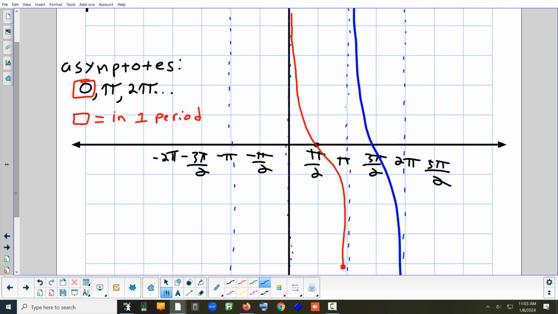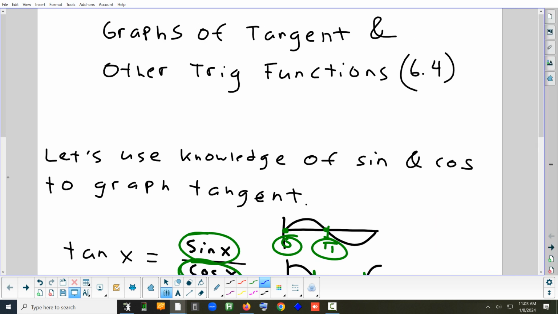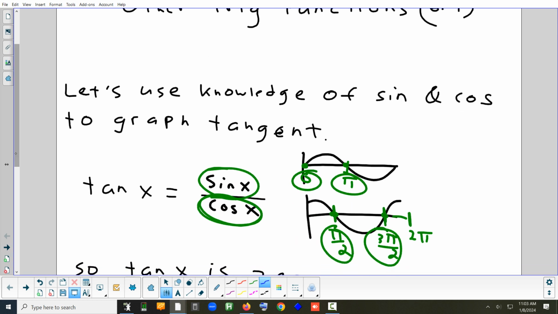When we had sine and cosine, what was the length of a cycle if you didn't stretch or compress it? Yeah, it was 2 pi. You had to go all the way from 0 to 2 pi before the graph would repeat. Okay, here's 2 pi down here.